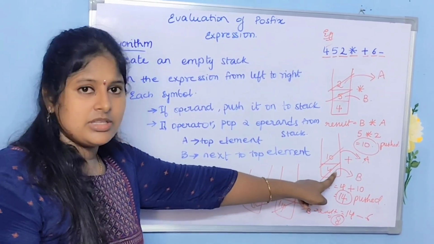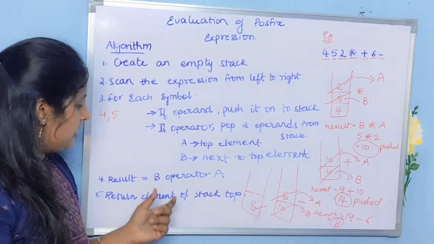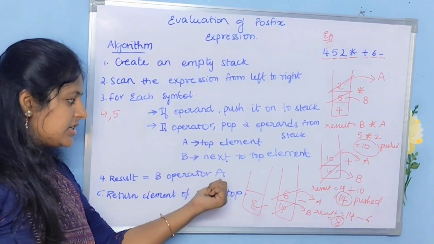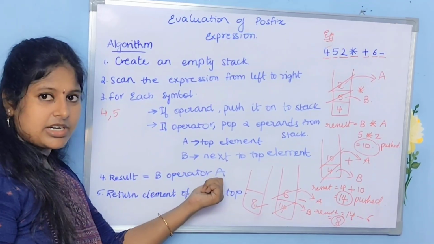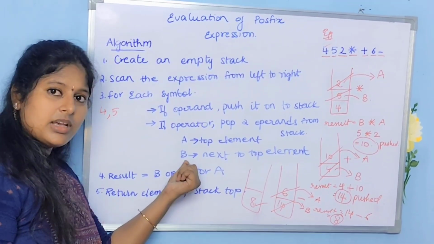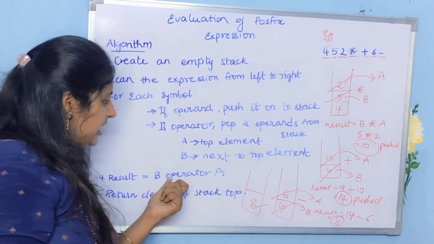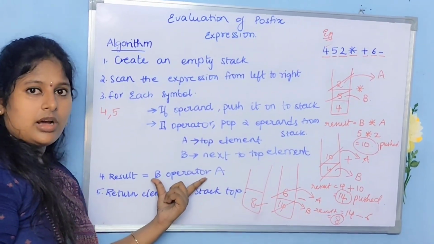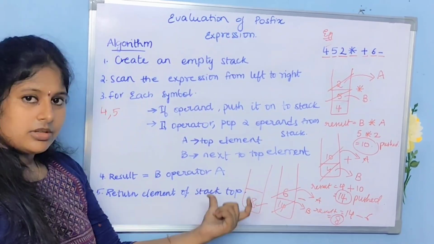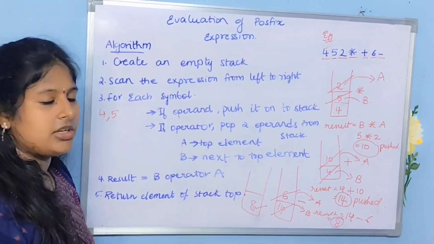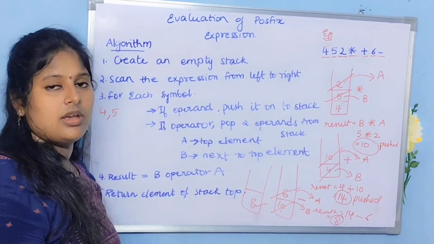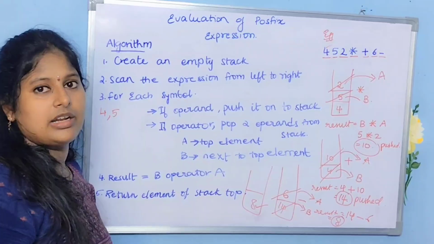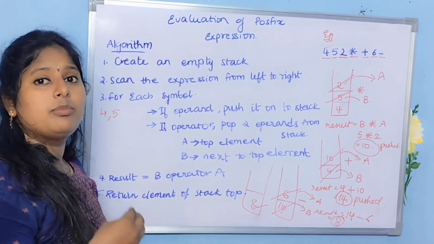So I have popped 2 elements and I have found the result. Result equals B, second popped element, operator, first popped element. So the first top element is considered as A and the second top element is considered as B. Now result equals B operator A. Next, you get one result. Then this result should be added onto the stack again. This process continues until all the symbols are scanned. This is how you calculate a given postfix expression.